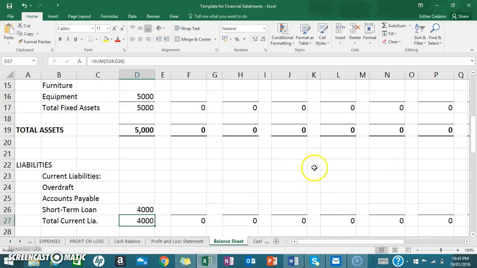Remember, all loans have a principal and an interest. So you have to make sure how much was paid off of the principal in your balance sheet and how much is your interest that will go as an expense.